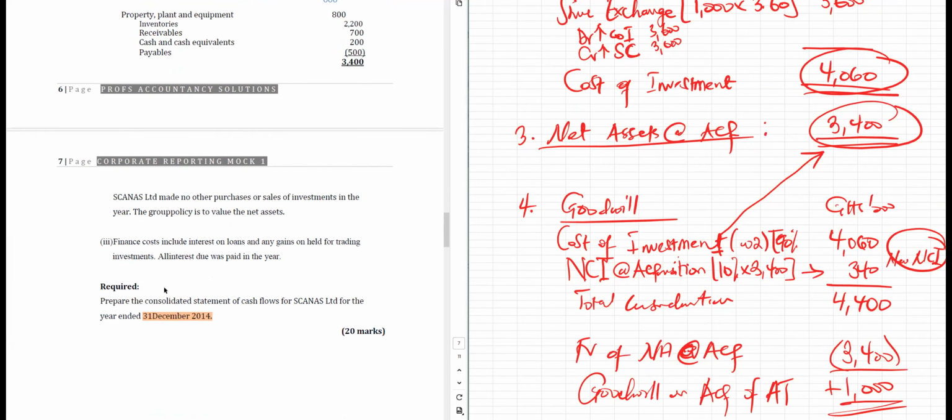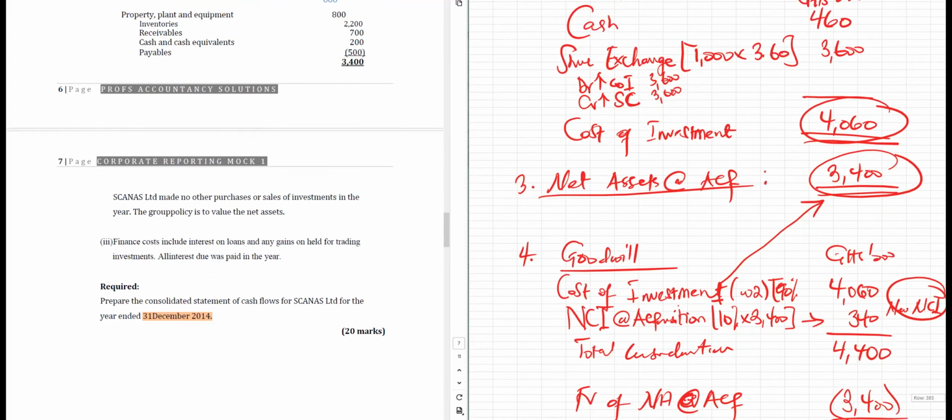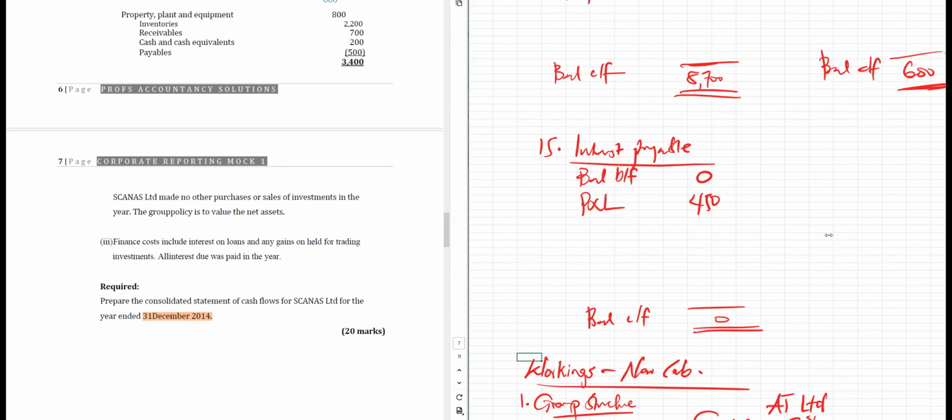Now, what else did they say? Finance costs include interest on loans and any gains on held for trading investment. And they said all interest due was paid in the year. Okay. So this is what they are saying. Where's the interest payable account? This finance cost, are you following? This 450, it included what? They said finance cost includes interest on loans and any gains on the held for trading investment. So this 450 that we see there included what and what?